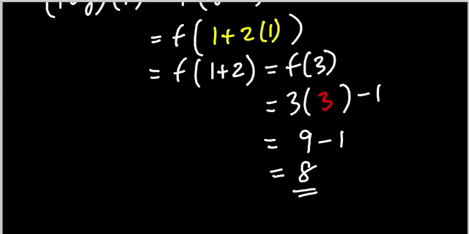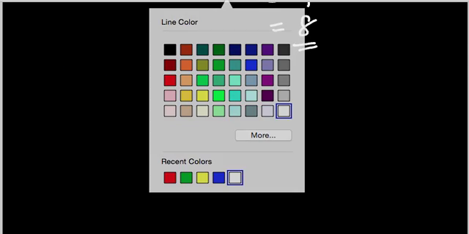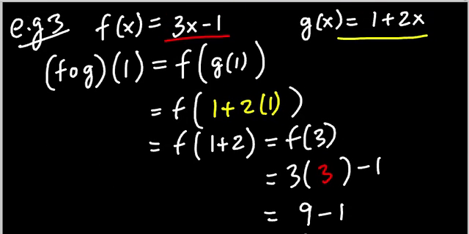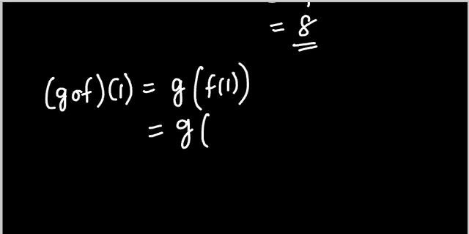Let's do the opposite. Let's do g of f of 1. So let me just scroll down here. So this time, we're going to find g of f of 1. All right, so the same principles apply. This is g of f of 1. All right, and what's f of 1? Well, let's remind ourselves what f is. f is simply 3x minus 1. So if I'm looking for f of 1, I'm going to replace this value here by 1. So let's do that here. I'm going to use red.